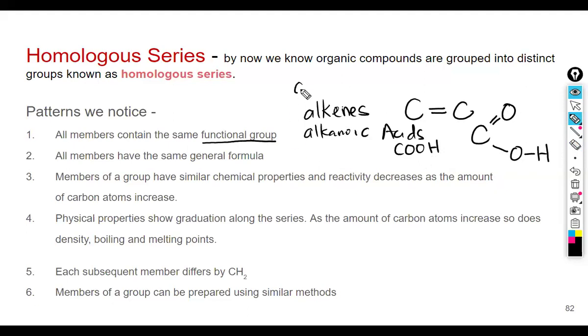Who could tell me what's the functional group of an alcohol? What stands out about an alcohol? What makes you think it's an alcohol when you look at it? Correct, and the answers are springing up on the screen. OH. It always ends with OH. Don't mix it up with alkanoic acids. Alkanoic acid has a CO and an OH. So it's different from alcohols.